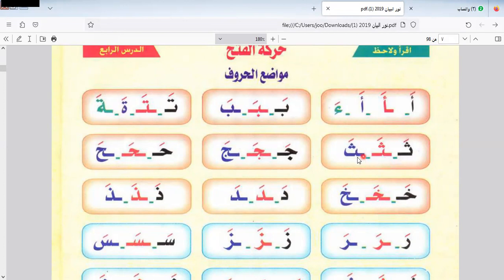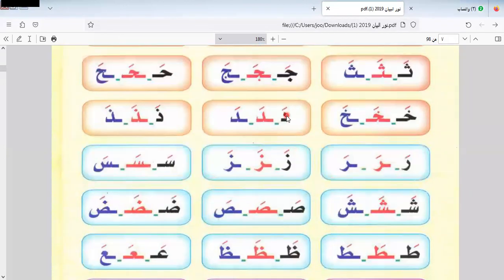Fa, ja, ja, ha, beginning, middle, end, kha. So ja, ha, and kha, all of them the same, but just the places of the dots are different. Da and da and da.